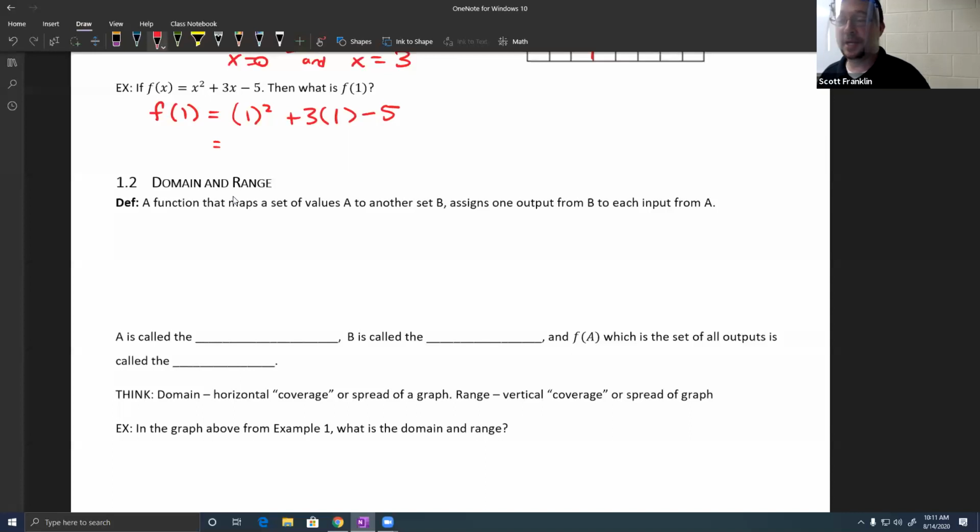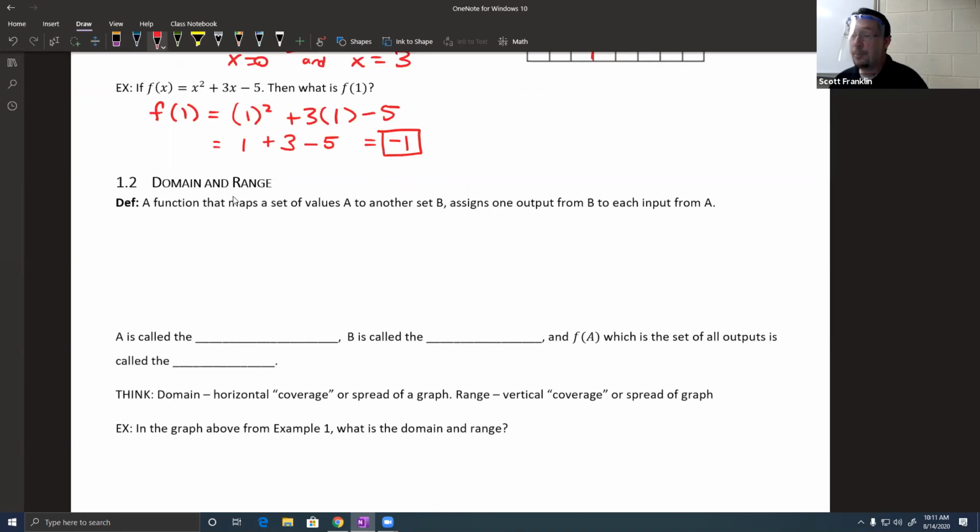PEMDAS, we do exponentials. There's nothing in the parentheses to do first, so parentheses, exponents, multiplication, division, addition, subtraction. You hopefully know those rules. We'll reinforce them a number of times. So I do the exponentiation first, then the multiplication, and then I'm going to add and subtract from left to right. 1 plus 3 is 4. Minus 5 is -1.